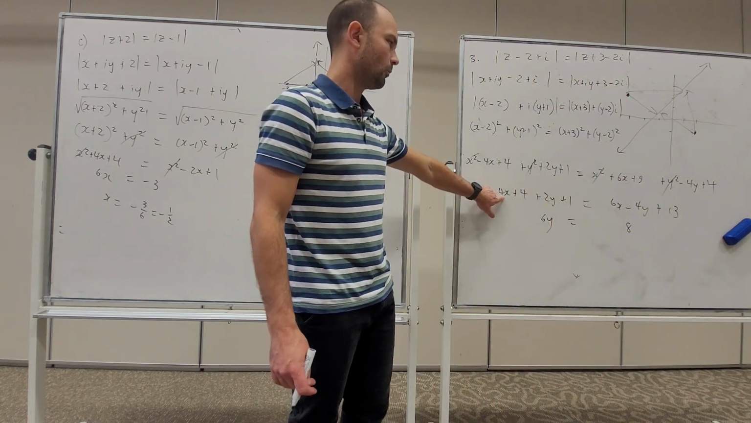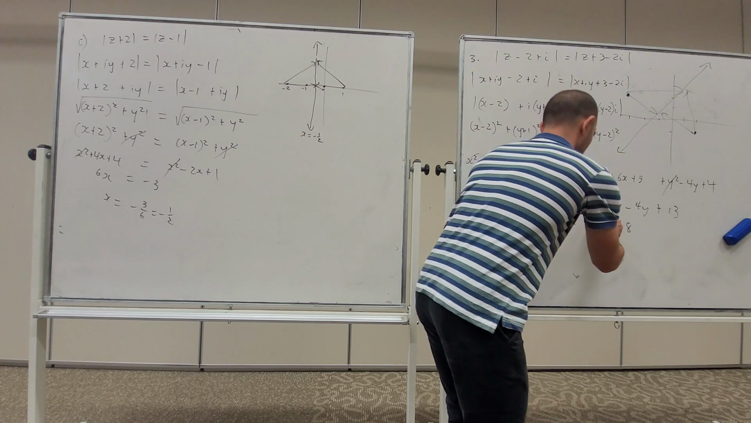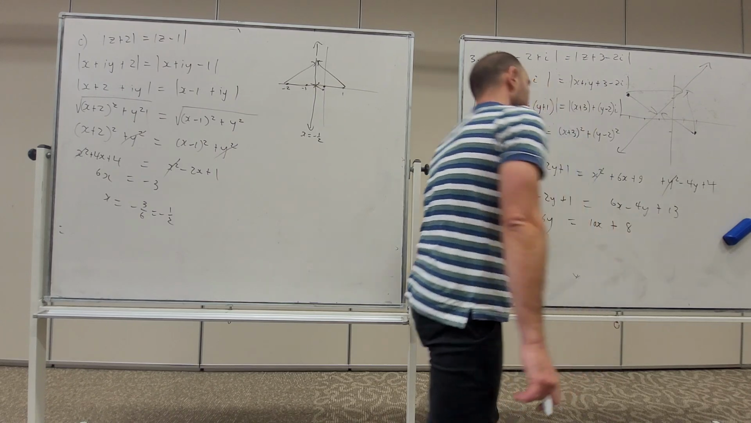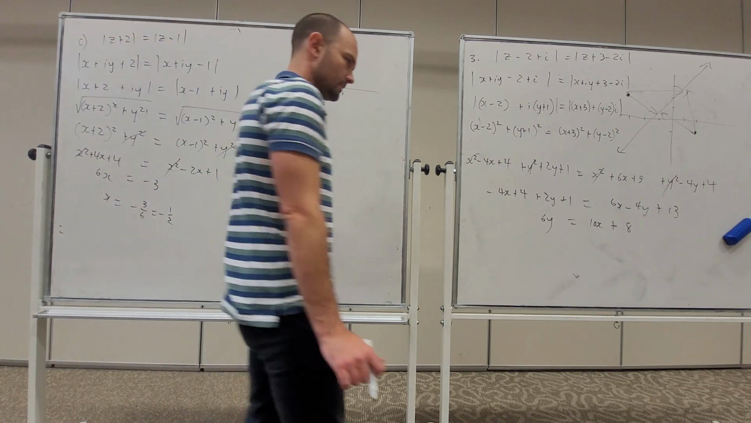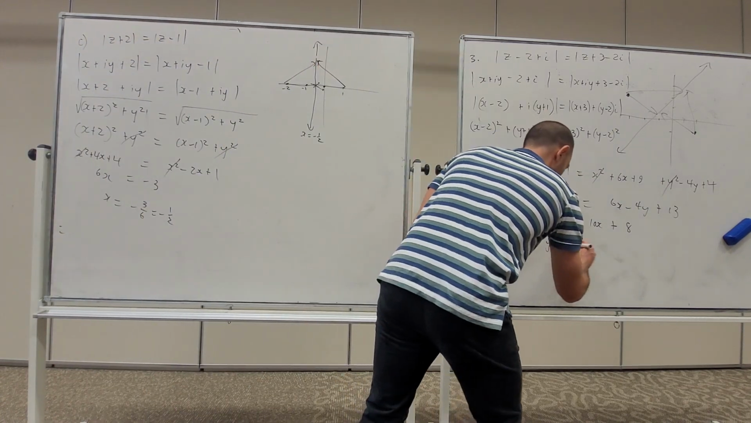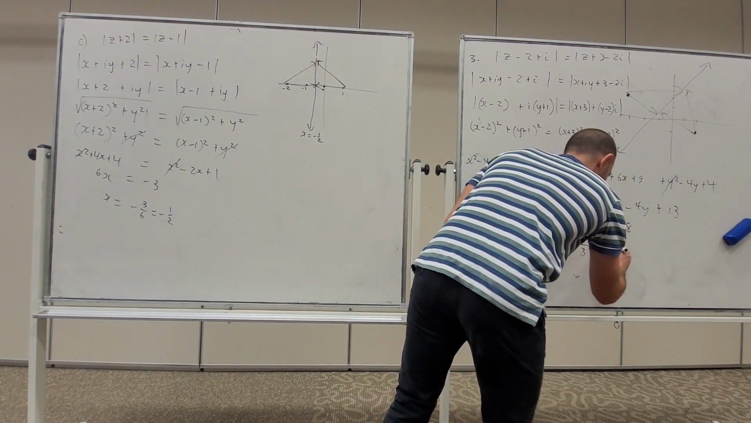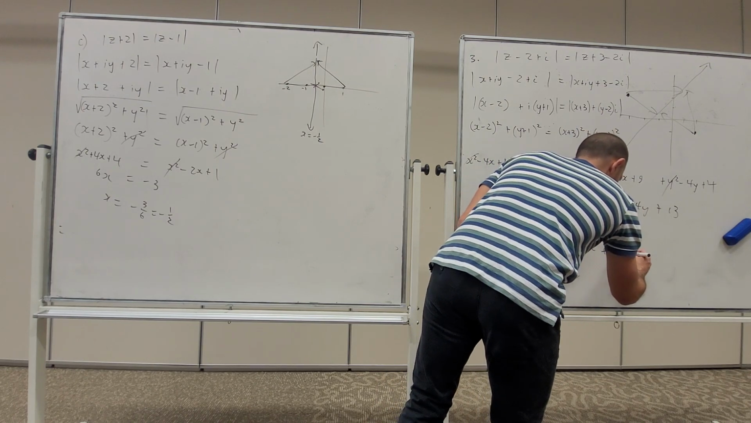And we're going to add 4x to both sides. That's going to give us 10x over here, 10x plus 8. And then divide both sides by 6. So we'll have 5 on 3 x plus 4 on 3.